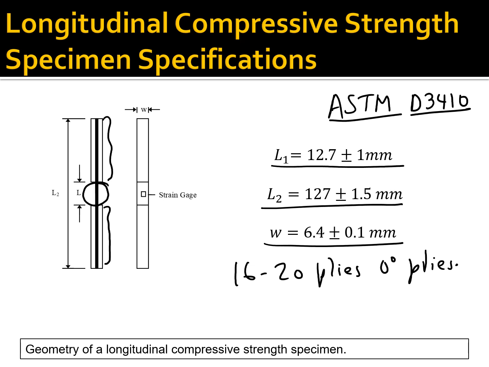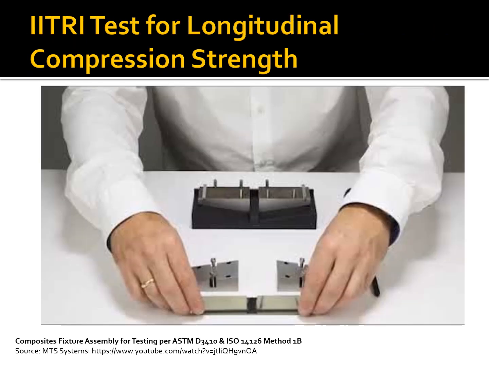The specimen is compressed at a rate of about 0.5 to 1 millimeter per minute, which is about 0.02 to 0.04 inches per minute. This particular video which you are seeing here, you won't be able to see the video when you're watching it. You simply go to the particular website which is given down here. It's also given in the project description, so you don't necessarily have to look at the video here. If you just click on the link in the project description, you'll be able to see how the IITRI test is set up for the compression test.